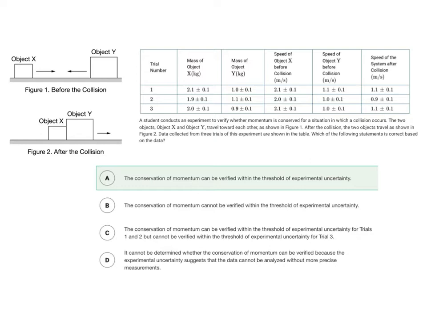So let's take trial 1, where the momentum before is something like 2.1 kilograms times 2.1 meters per second plus 1.0 kilograms times minus 1.1 meters per second. So we get something like 2.1 times 2.1 plus 1 times minus 1, or a momentum of 3.41 kilogram meters per second.